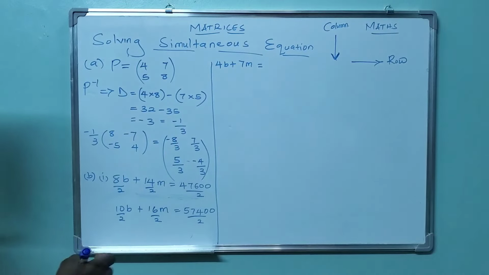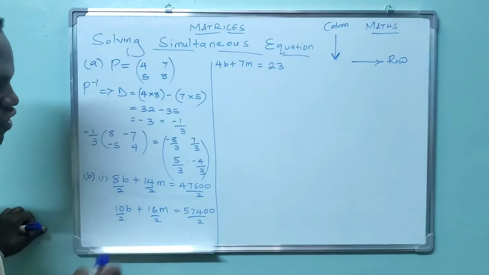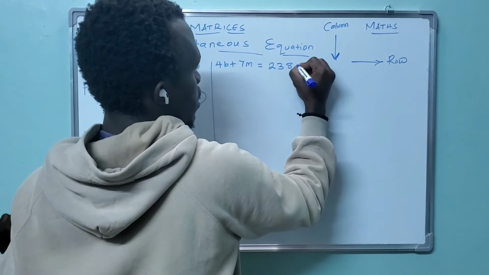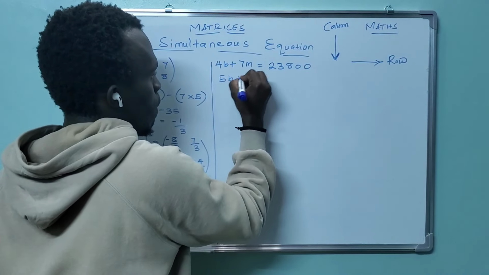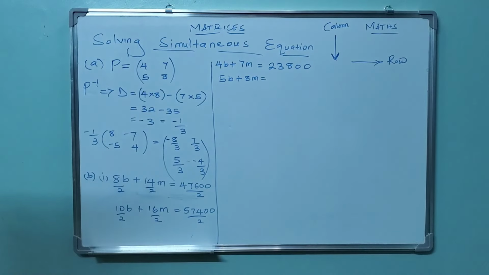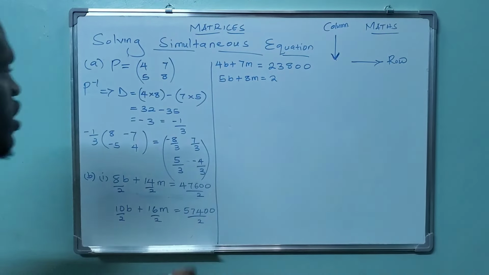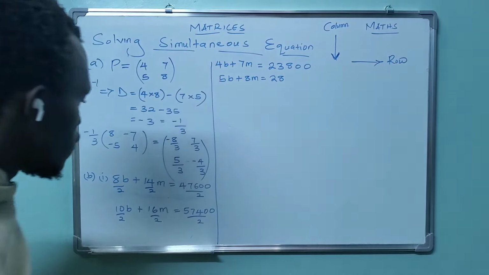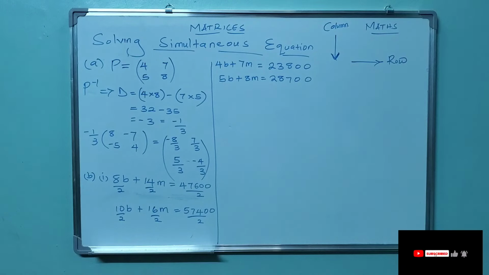7m equals, that is going to be 2, 3 into 16, 8, and then 0, 0. For the second one, I'm going to have there 5b plus 8m, which is going to be what? 2 goes there how many times? 2 goes there 2 into 17, 8 into 14, 7, then 0, 0. So we're going to have there 28, 700, and there we are going to have 23, 800.